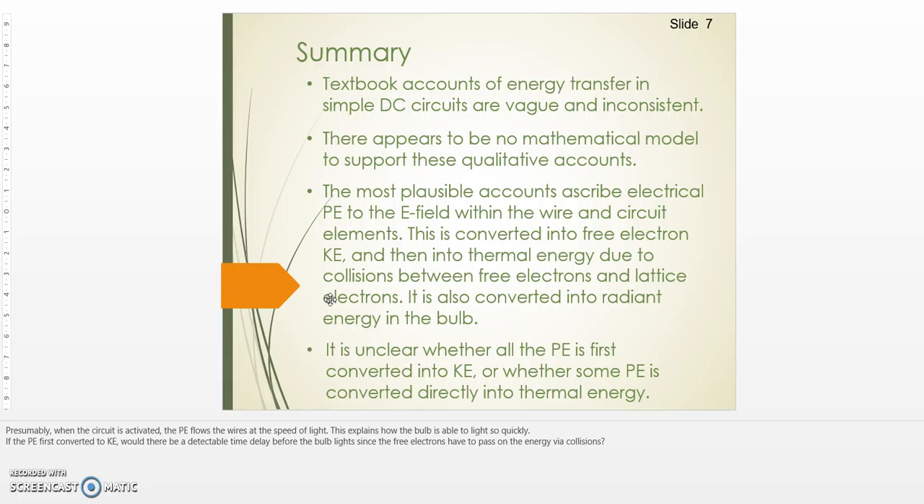So the most plausible account I could extract from these was one in which electrical potential energy is stored in the electric field. This is converted into kinetic energy of the free electrons. The electrons transform this energy into thermal energy through collisions with atoms in the wire. But they maintain their constant kinetic energy by having potential energy continually transferred to them via the electric field.